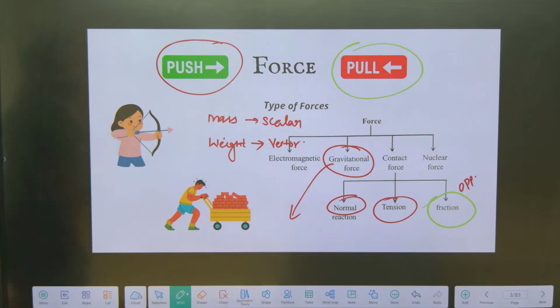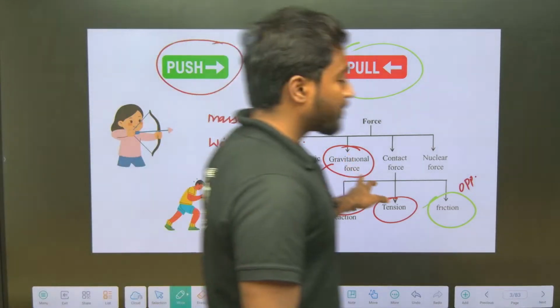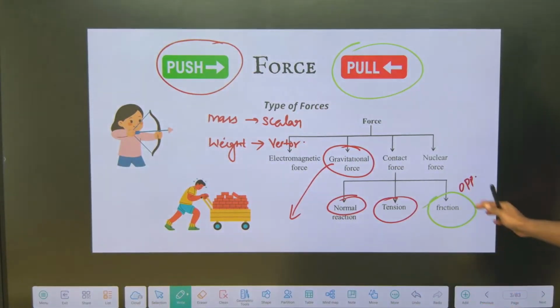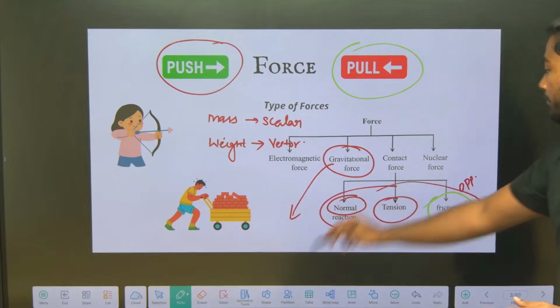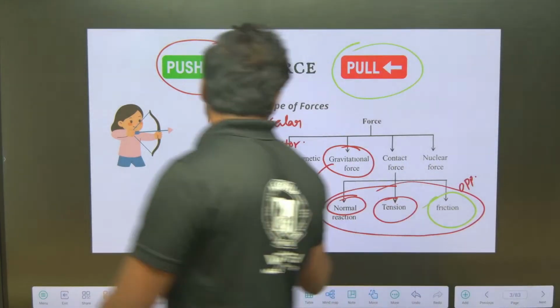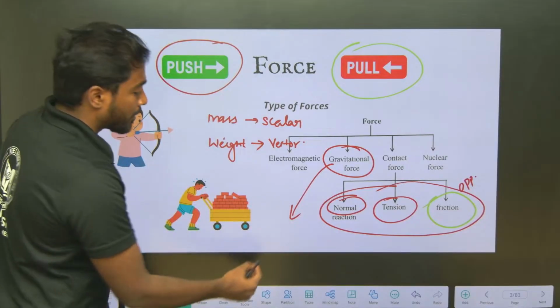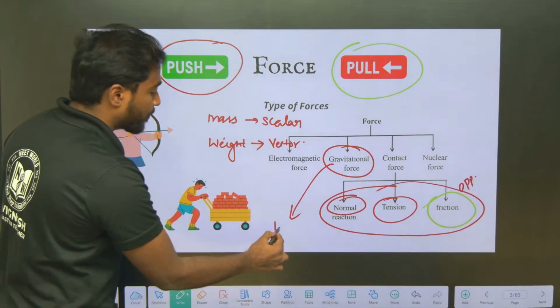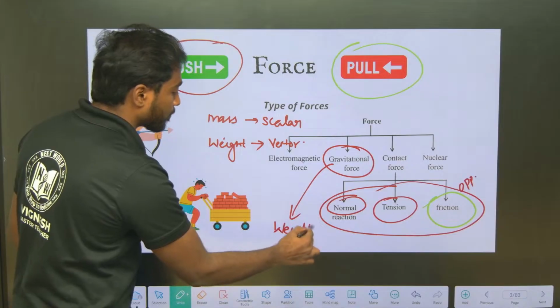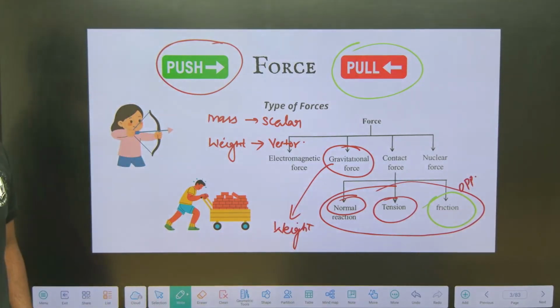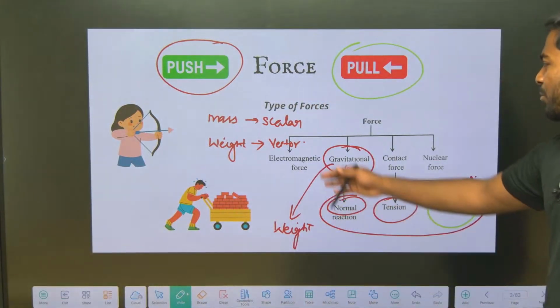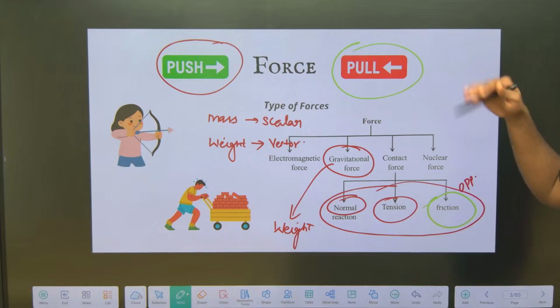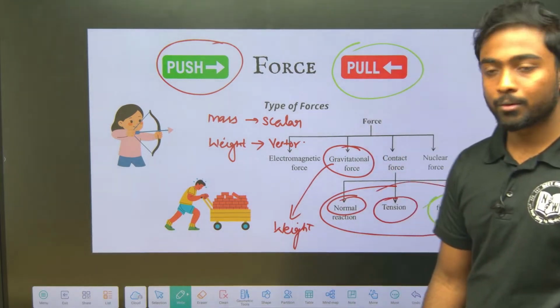So electromagnetic force, gravitational force, contact force, nuclear force. Electromagnetic, gravitational and nuclear forces are non-contact forces. Contact forces are normal, tension and friction, and we'll also see weight, particularly the gravitational force, due to gravity. These are the things we are going to deal with in this particular lesson. And electromagnetic and nuclear forces we will discuss in 12th class.